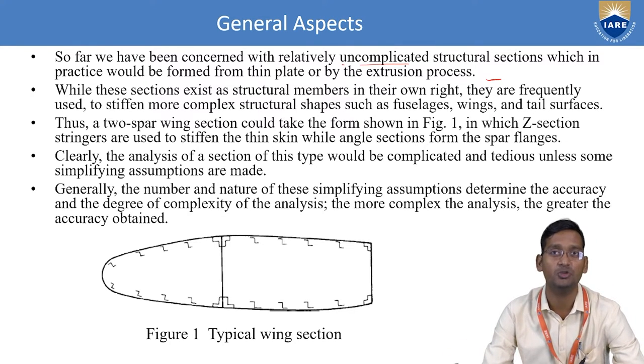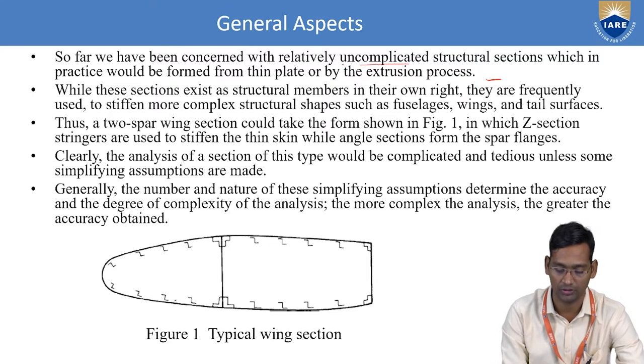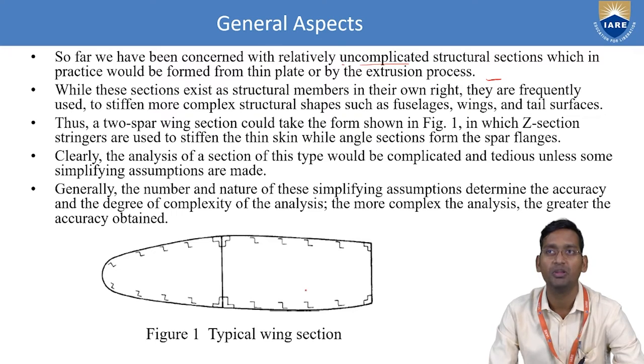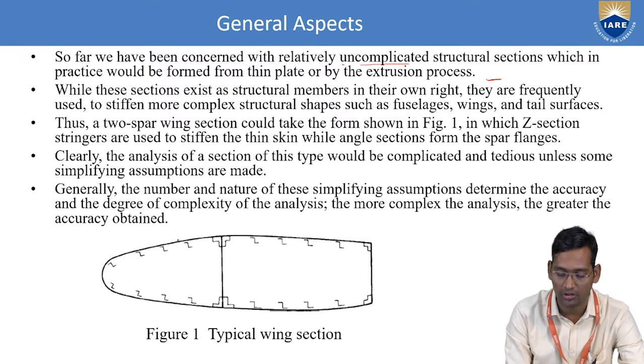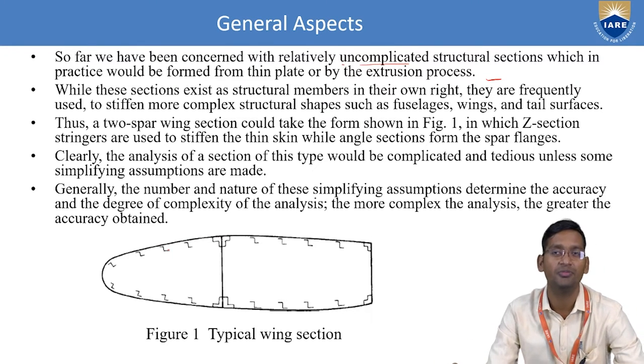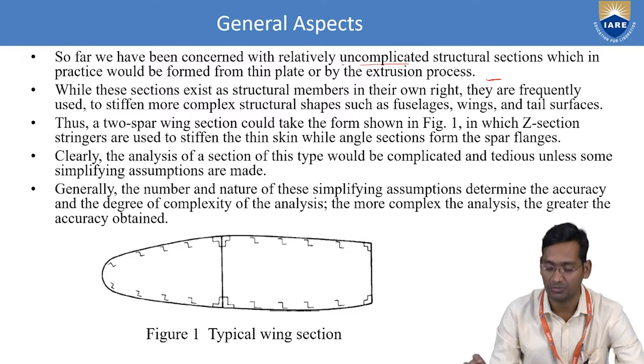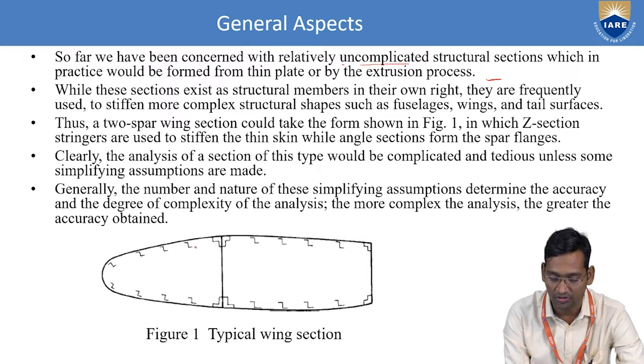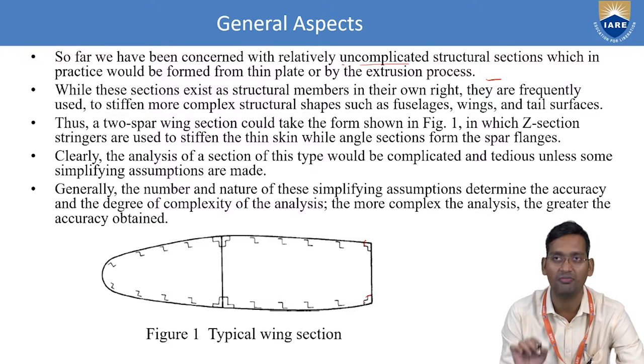Thus a 2-spar wing section could take the form shown in figure 1, in which Z-section stringers are used to stiffen the thin skin, while angle sections form the spar flanges. So this is your stringer, and wherever the angle is, those are the spar flanges.